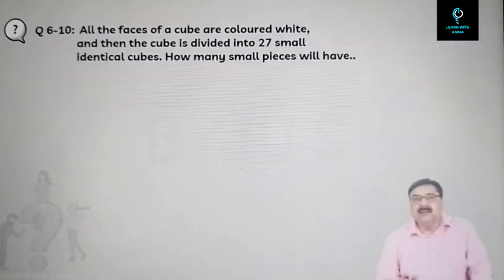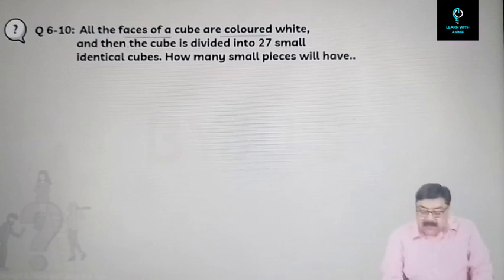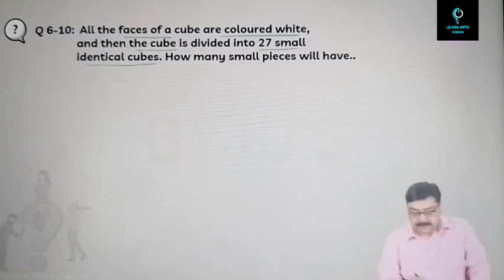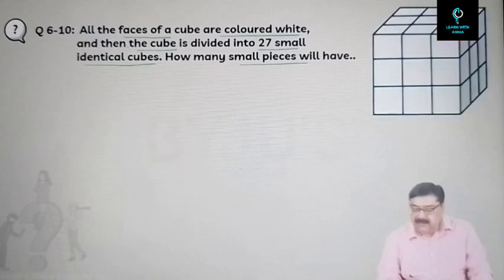Now let's have a look at another set of questions for another type. All the faces of a cube are colored white, and then the cube is divided into 27 small identical cubes. So how many small pieces will have? Now this is how the diagram will look like.